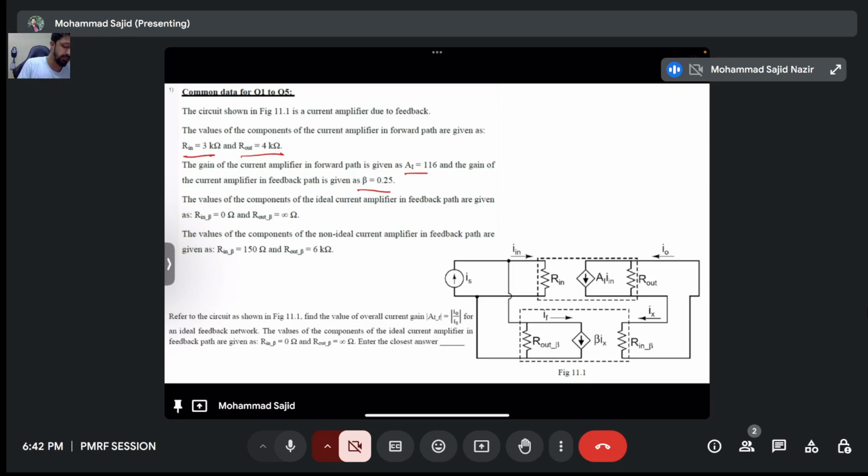The values of the components of the ideal current amplifier in the feedback path are also given. These are the ideal values, 0 and infinity. The values of the components of the non-ideal current amplifier in the feedback are also given, so this is for the non-ideal case and also the ideal case. Find the value of current gain, that is I naught by Is, for an ideal feedback network. So we need to consider R in beta is 0 and R out beta is infinity.